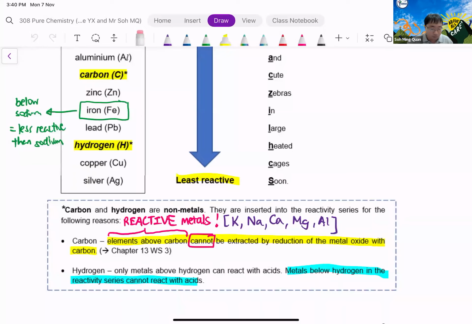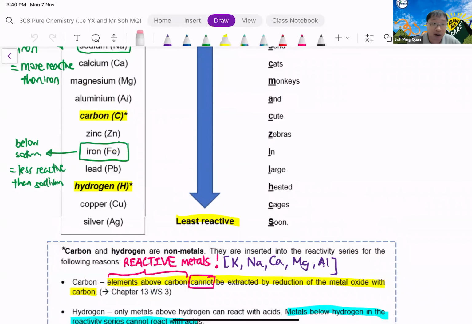So take for example, magnesium is above carbon. So magnesium oxide plus carbon, no reaction. If I heat magnesium oxide with carbon, no matter how much I heat, there will be no reaction. So we say that carbon is unable to reduce magnesium oxide to magnesium. Whereas for something below carbon, for example lead oxide plus carbon, there is a reaction because carbon can reduce lead oxide to lead.